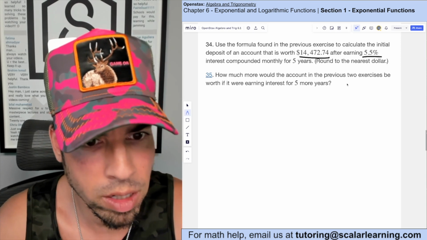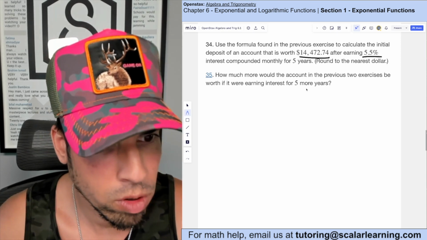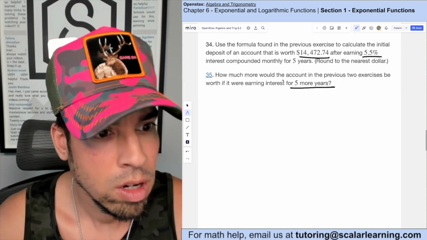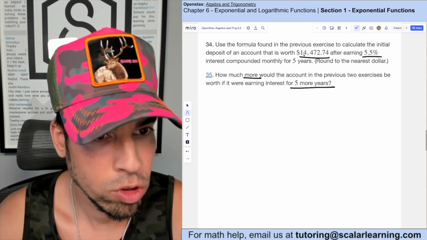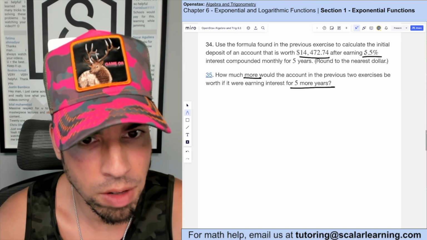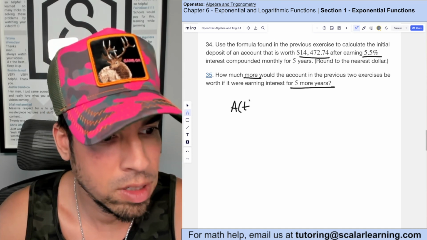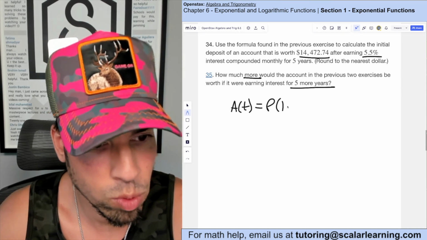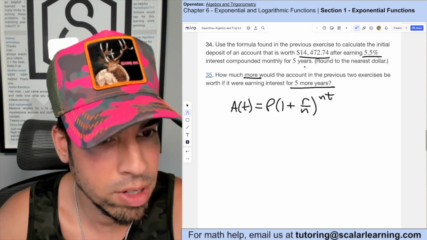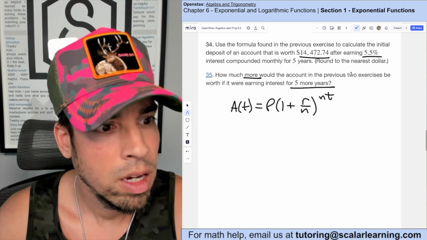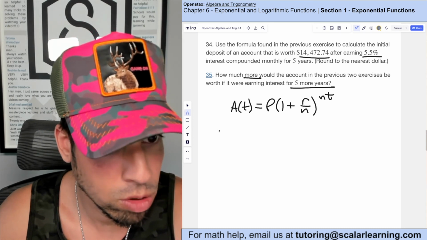So for 35, we're looking at the same scenario that we have in 34. So it says, how much would the account in that be worth if it were earning interest for 5 more years? And the key question is how much more? So right now, it's worth $14,472.74. So if we have a of t equals principal times 1 plus r over n to the nt, what we have here is we can kind of plug in and solve for p initially.